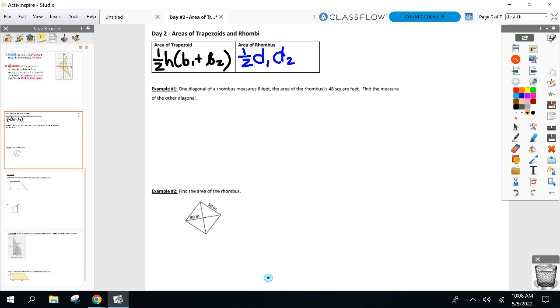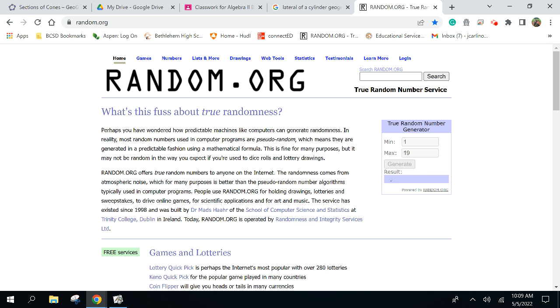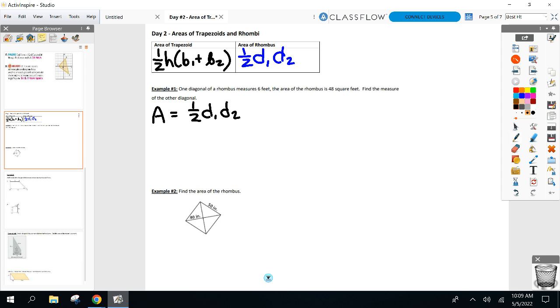All right, let's read through number 1. So we're talking about a rhombus, right? 1/2 D1, D2. D represents the diagonal length. Where can I put in the 6 here? It gives me a number 6. Where do I put that in here? Where can I put the 6? Diagonal. Yep, one of the diagonals is 6.